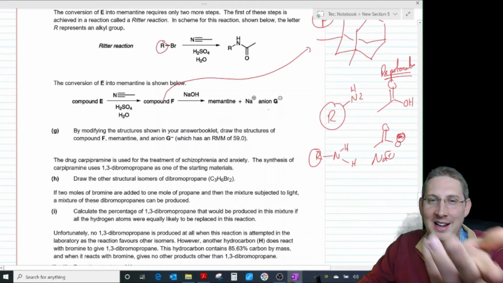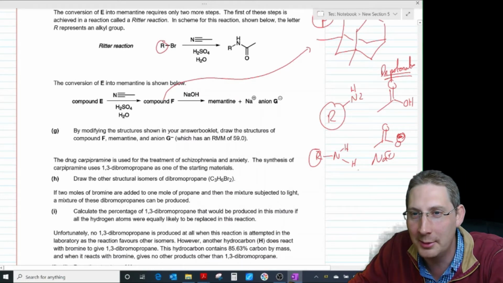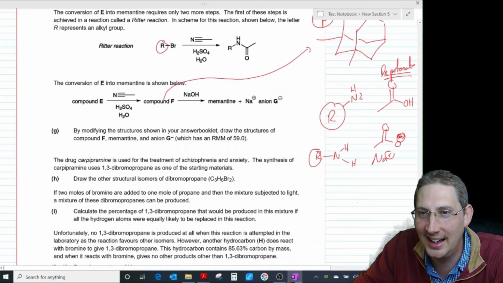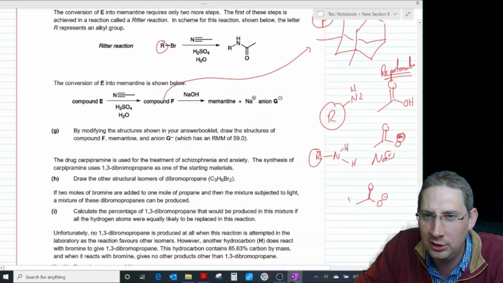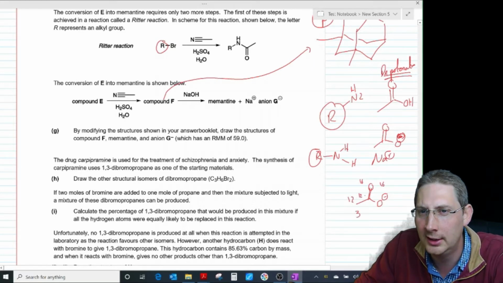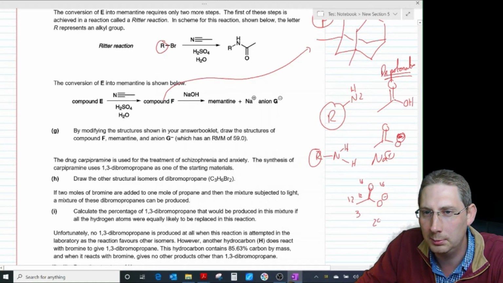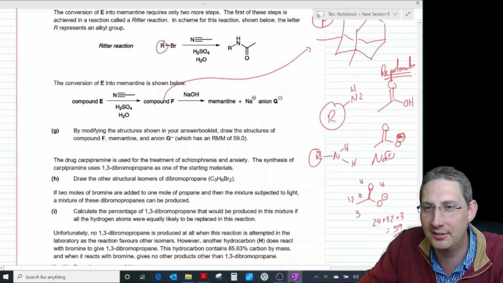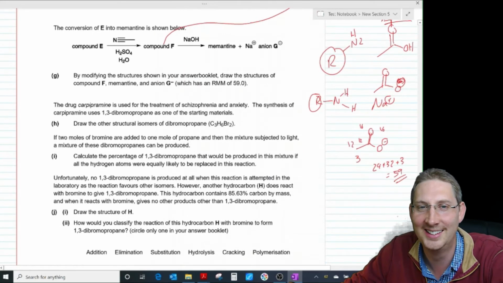Oh, relative molecular mass of 59. Oh, that would have helped, wouldn't it? So let's just check that. What would that be? That would be 12, 12, 16, 16 plus 1, 2, 3, another 3, 24 plus 32 plus 3 equals 59. Good, yeah, I've got it. Right, there we go. That was right.